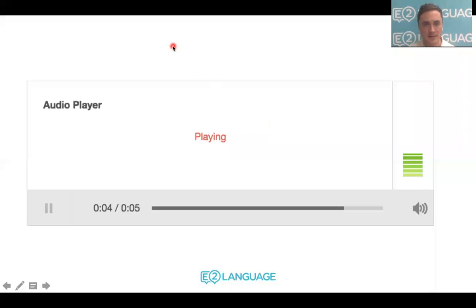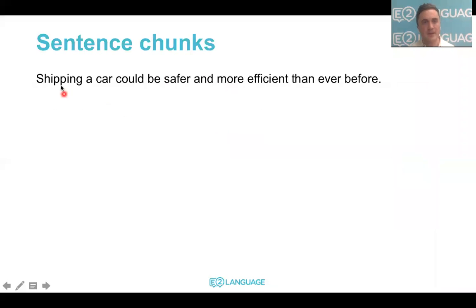Cool, let's look at the answer. Shipping a car could be safer and more efficient than ever before. So how would you memorize this in parts? Shipping a car could be safer and more efficient than ever before. 4 parts.